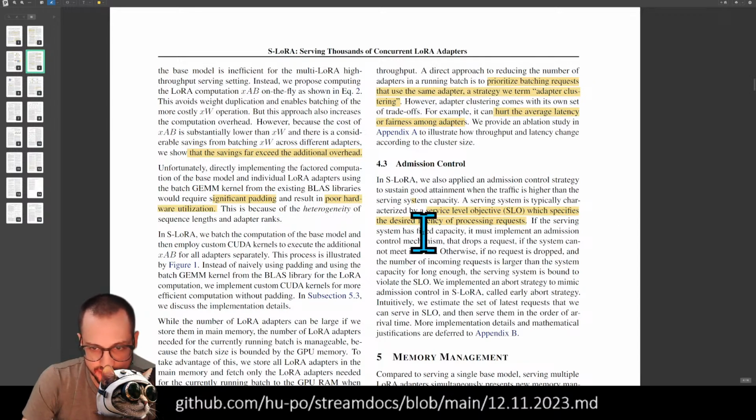If the serving system has fixed capacity, it must implement an admission control mechanism that drops a request if the system cannot meet its SLO. Otherwise, if no request is dropped, the serving system is bound to violate. We implement an abort strategy to mimic admission control in S-LoRA called early abort. Intuitively, we estimate the set of latest requests that we can serve and then serve them in the order of arrival time.